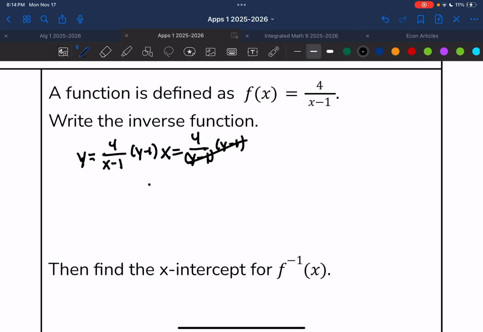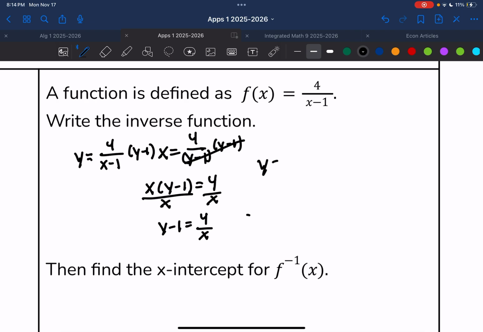So then we have x times y minus 1 is equal to 4. We can divide both sides by x. And then we get y minus 1 is equal to 4 over x, which means y is going to be equal to 4 over x plus 1 when we add 1 to each side. That means if f of x is 4 over x minus 1, well then f negative 1 of x is equal to 4 over x plus 1.